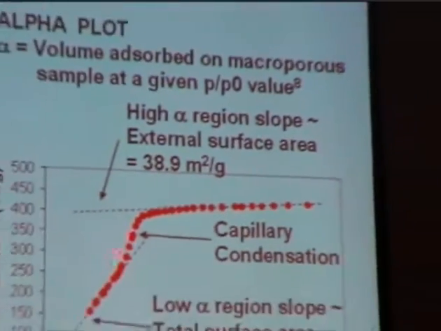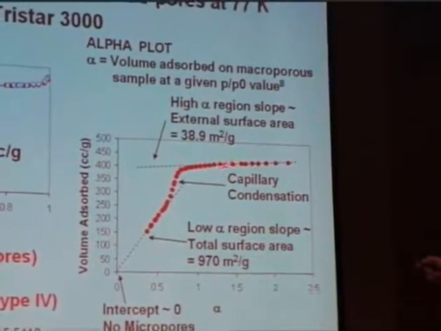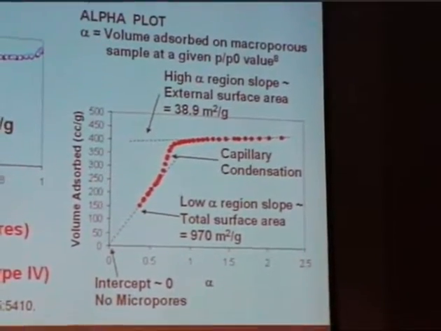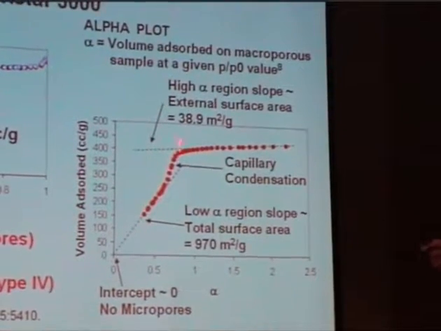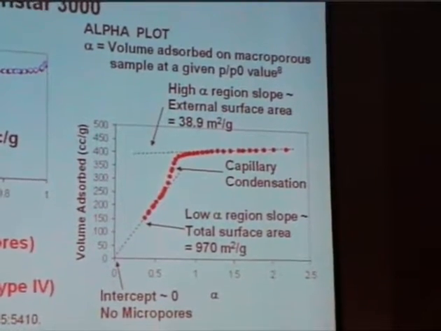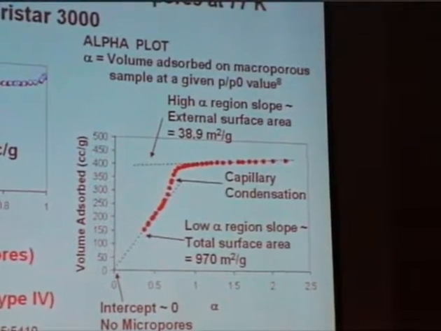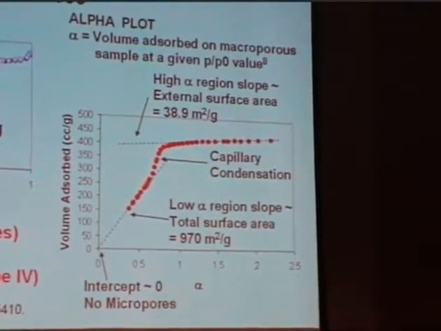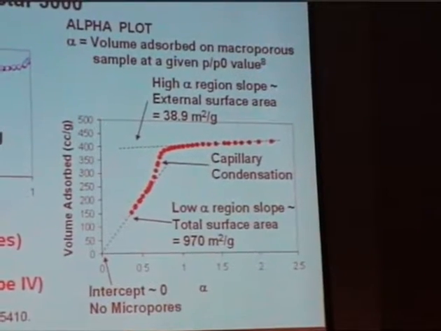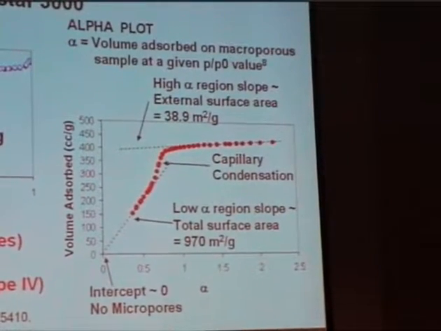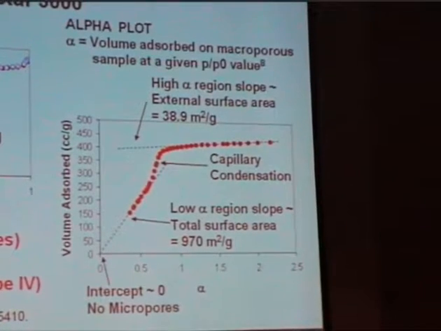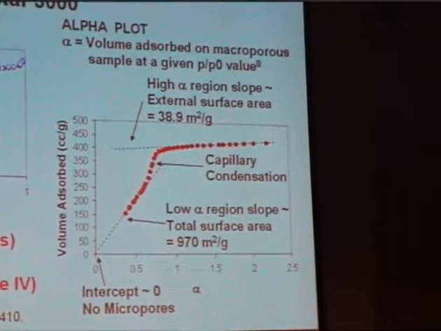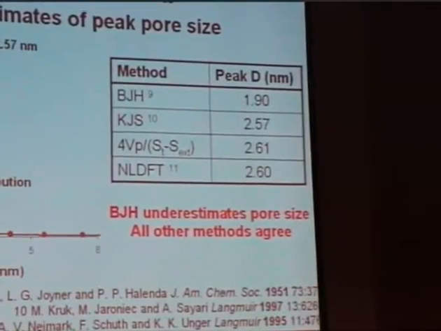And we don't learn too much from where that happens, but eventually there's a second linear region after the capillary condensation is over, and at that point all the mesopores should be filled. So that has to do with external adsorption, and we can get an external surface area which is around 39 square meters per gram. So what that means is that we have fairly large particles, not a lot of external surface area, and most of the pores are mesoporous. And we have a fairly high surface area, is what we learned from that.